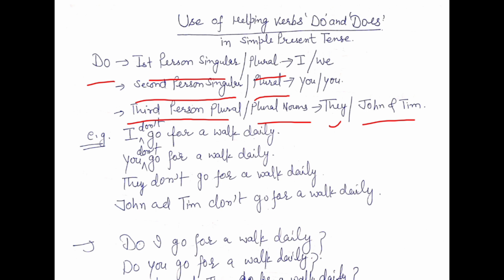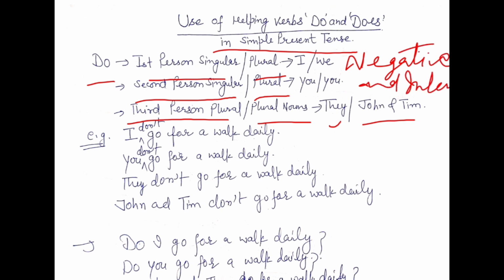I have written here two names of two nouns, John and Tim. And this do is used only in simple present tense when your sentence is in the negative or interrogative form. In what form? In negative and interrogative form. I'm going to write here examples.